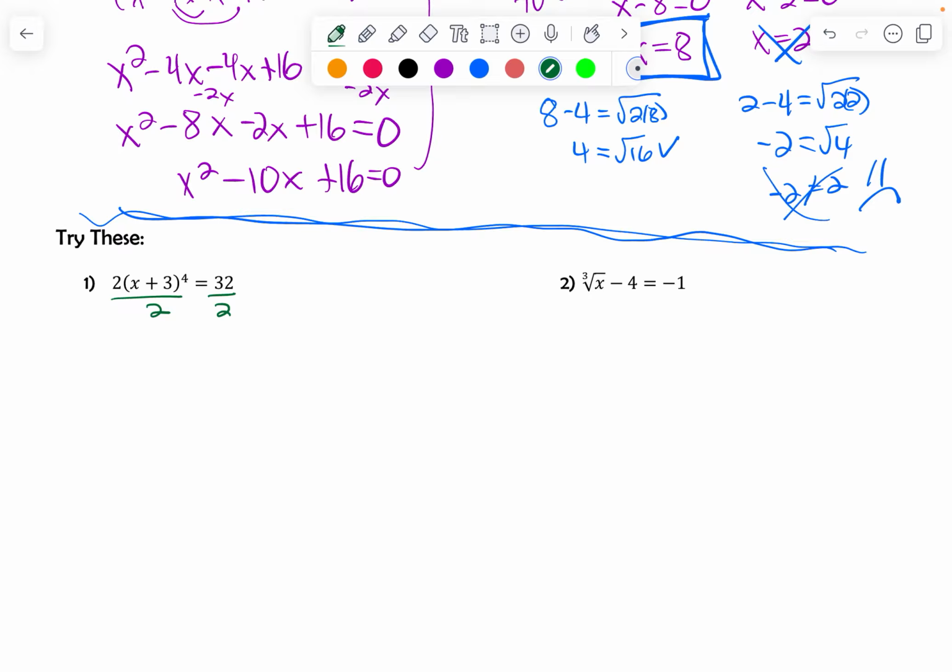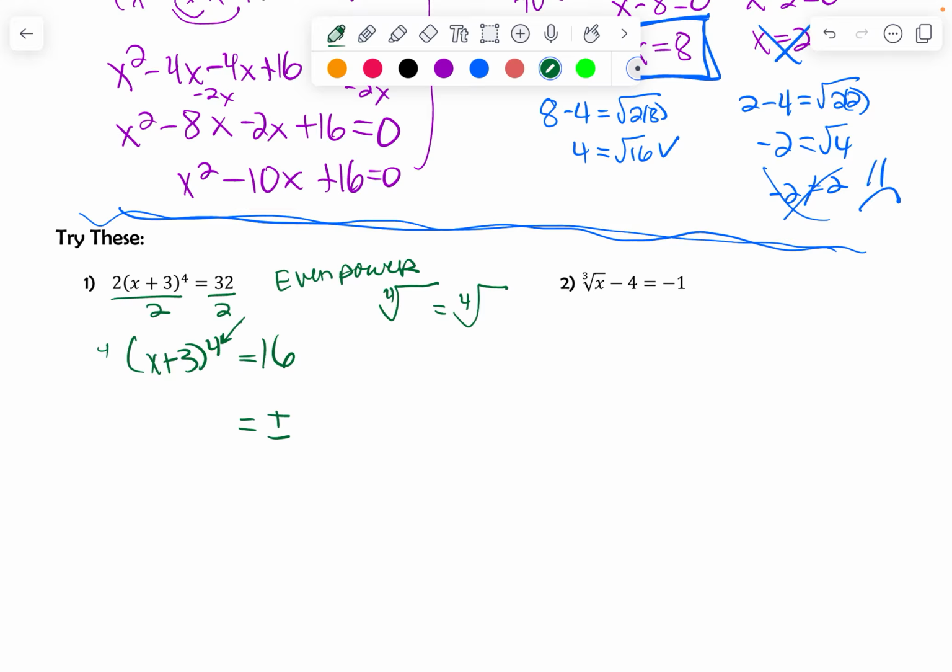All right, so we're going to divide by 2 on both sides. I get (x + 3)^4 = 16. Now, when you square root both sides with a variable, you need to put plus or minus. That goes with a 4th power as well. If you have an even power and you take the 4th root, or square root, of both sides, you have to have that plus or minus when a variable is involved.